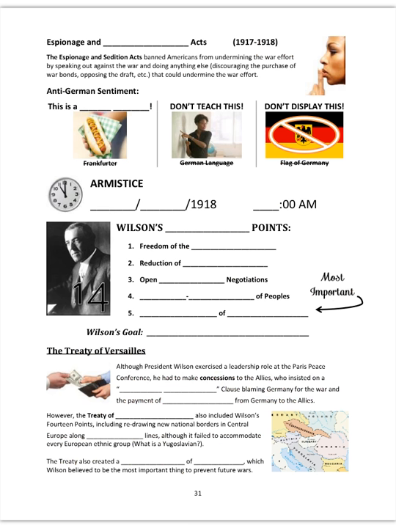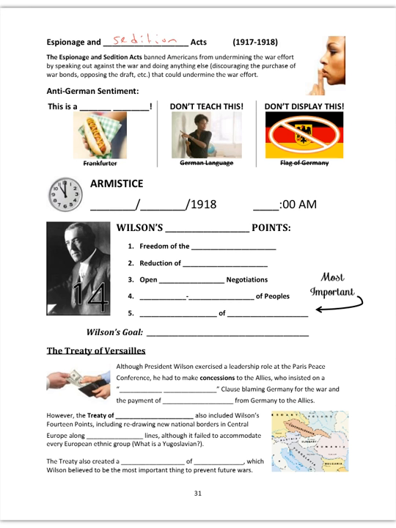So some things that change in the U.S. We have the Espionage and Sedition Acts. From 1917 to 1918, the Espionage and Sedition Acts banned Americans from undermining the war effort by speaking out against the war and doing anything else, discouraging the purchase of war bonds, opposing the draft, etc., that could undermine the war effort. And of course, that was completely against the First Amendment.